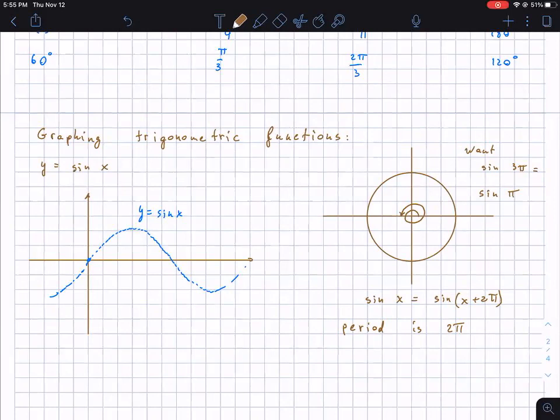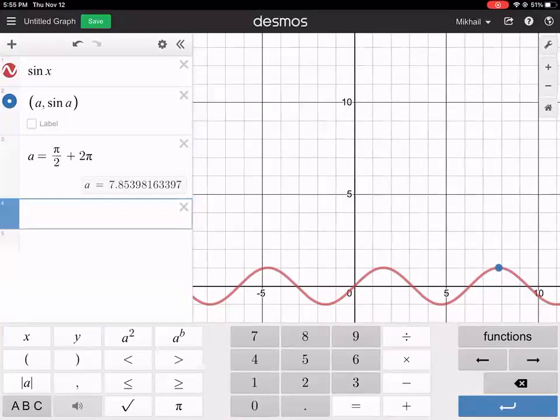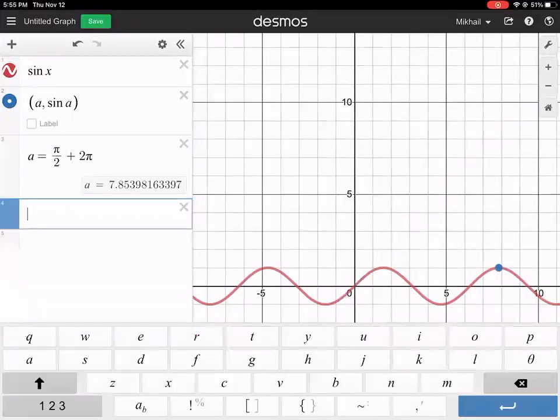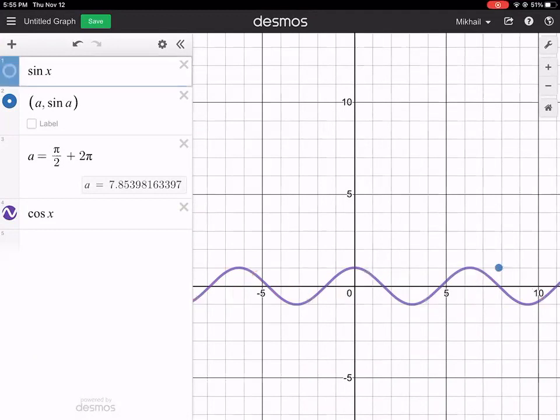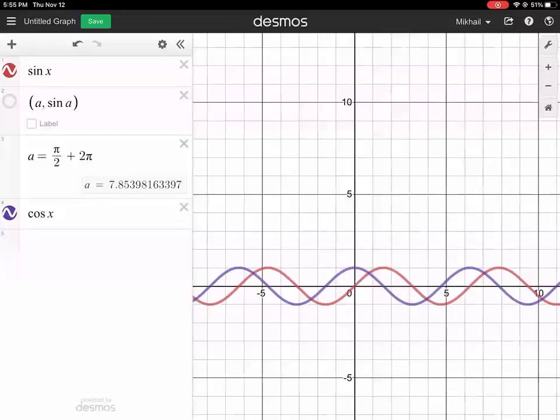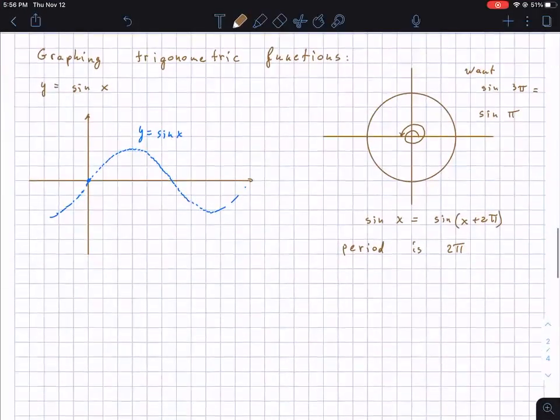Same thing for the cosine graph. Cosine graph is also periodic. And if you look at the cosine graph, it actually looks exactly like sine, except it's shifted. Cosine x looks like this. Okay, exactly like sine, right? This is cosine and this is sine. Exactly the same, except one is shifted. Okay, is this okay? All right, cool. So we're okay with this, right?